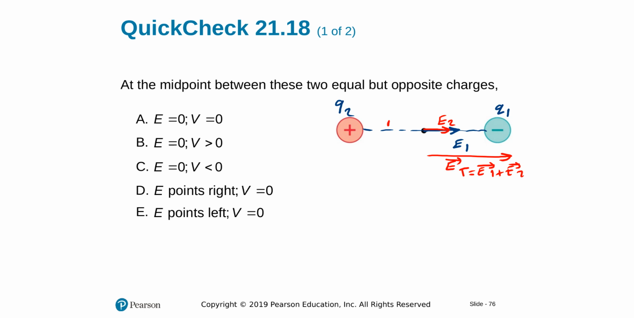But potential, same distances. One charge is positive, one charge is negative. We will have V total is equal to V1 plus V2. As scalars, no direction, so we'll have K. Let's call these plus Q and minus Q. And when we put that minus, V2 will be minus. So we'll have K Q over R, minus K Q over R. 0. So potential is 0, but electric field is not, and it points to the right.